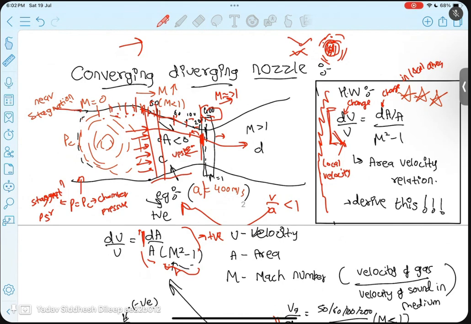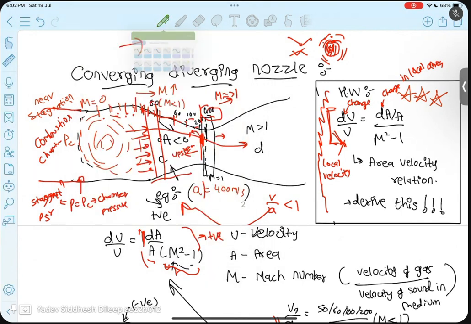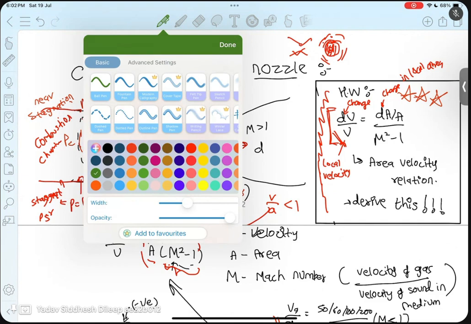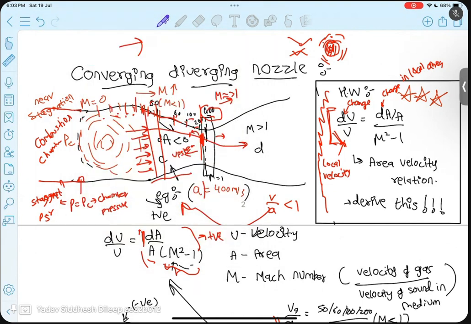I have drawn a rocket nozzle here. This is the combustion chamber. Actually, I changed the color of the pen. Green. I prefer blue. I don't know if we have blue color here. Okay, something like that is there. Okay, so the combustion chamber is a pressurized thing.